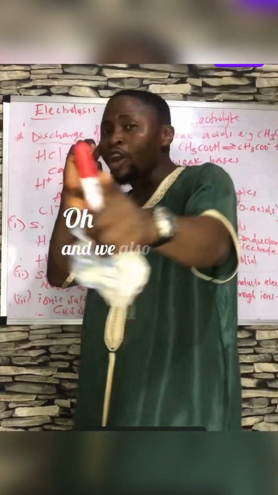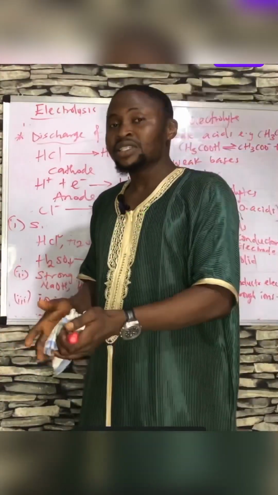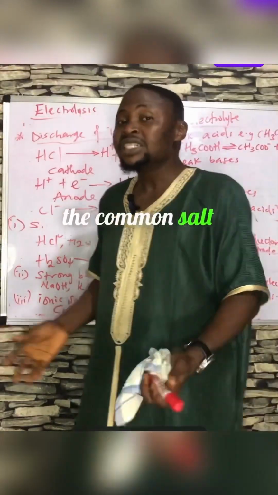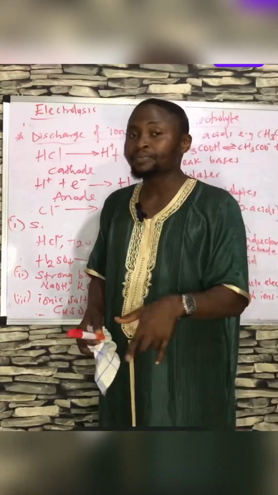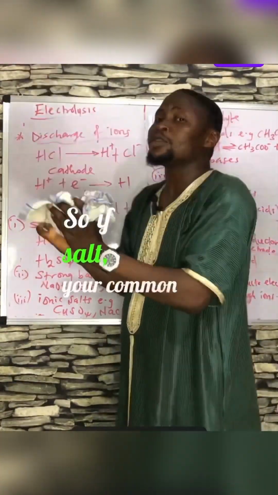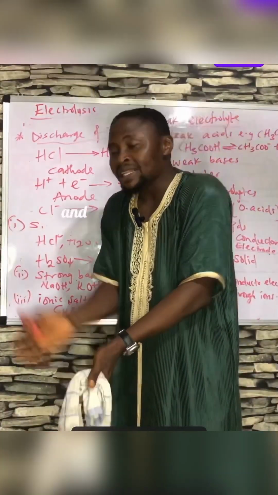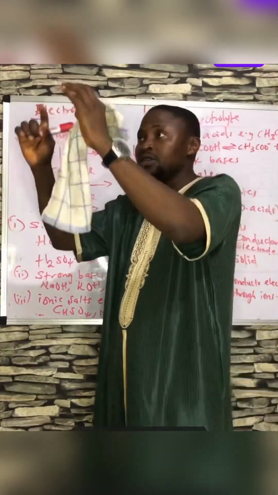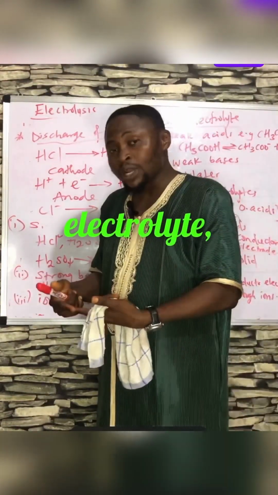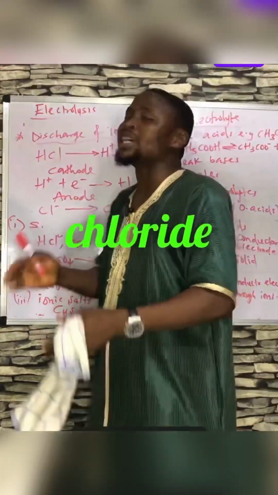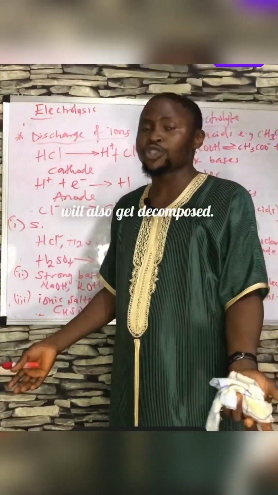And we also brought out water. We said sodium chloride, the common salt, is an electrolyte. However, it has to be in solution, dissolved in water. So if your common salt is in an electrolytic cell with water, and there is a connection of a source of electric current to that water electrolyte, it is not the sodium chloride alone that will get decomposed. Even the water will also get decomposed.